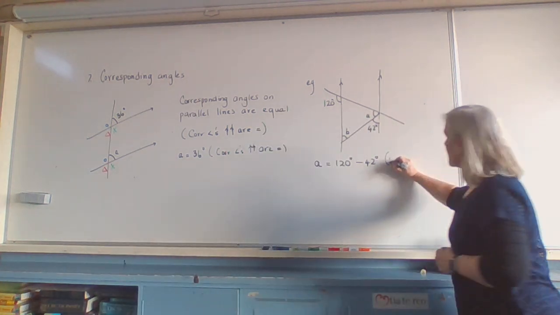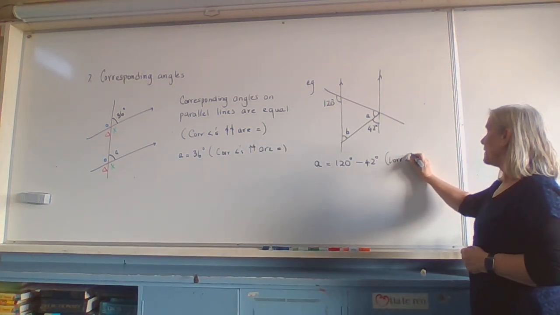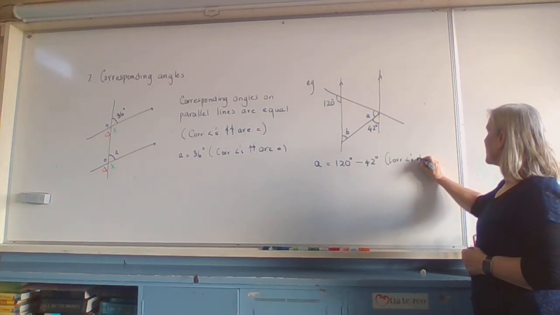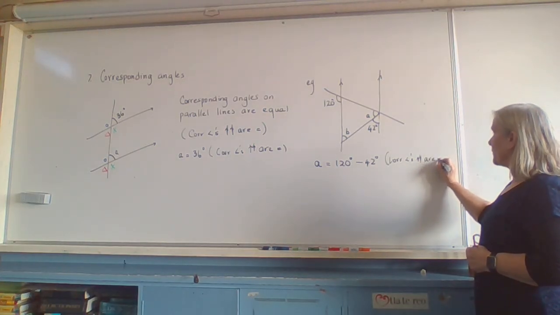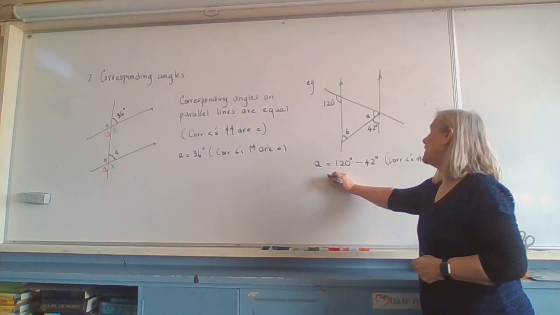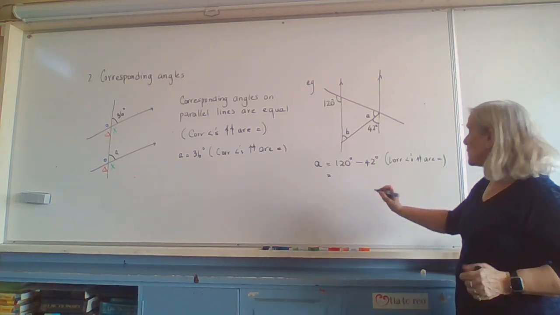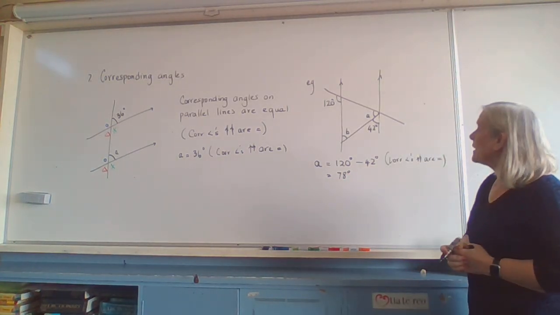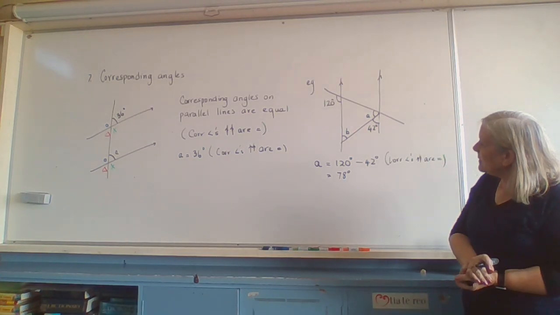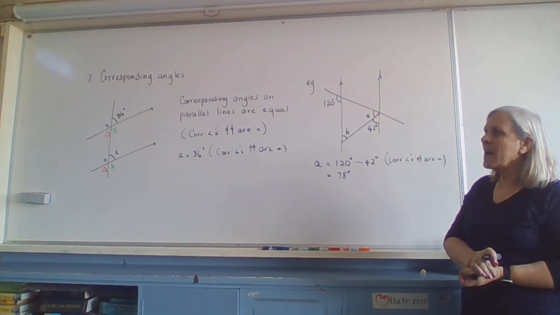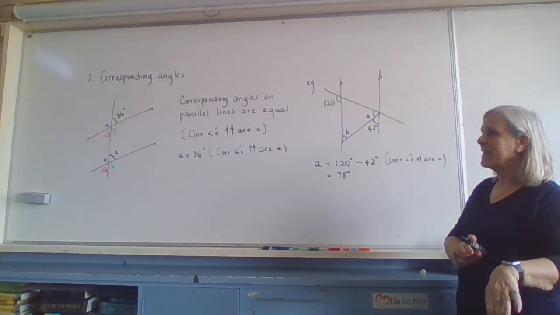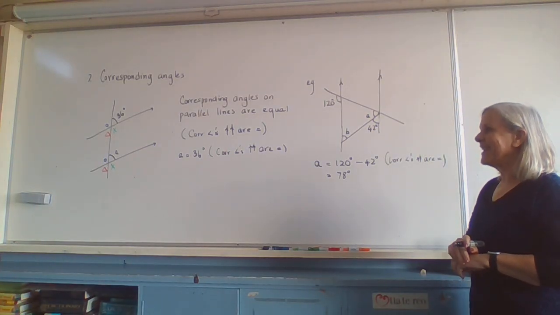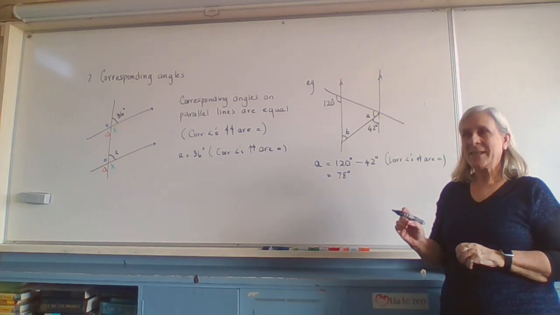So that's our corresponding angles on parallel lines are equal. All right, so we can work that out. That's 80 take away 2 is 78. We're allowed to use our calculators for this one though. So now that I know A is 78, how can I find B?